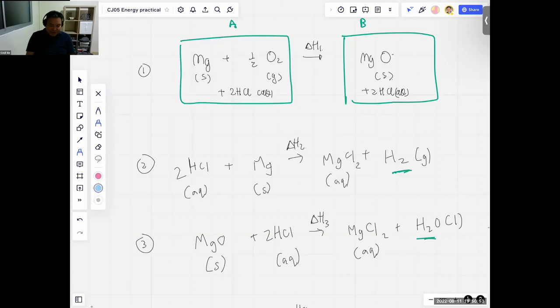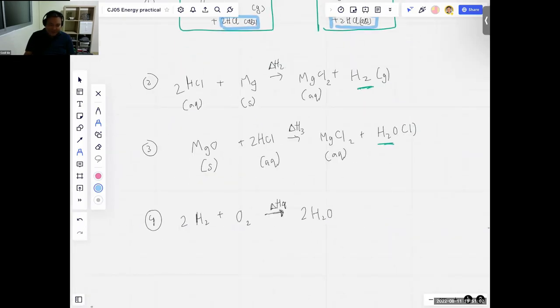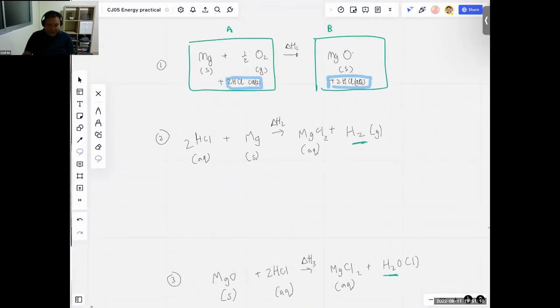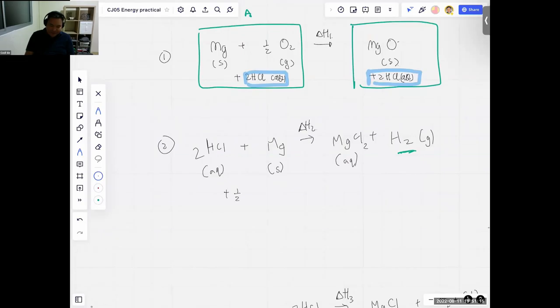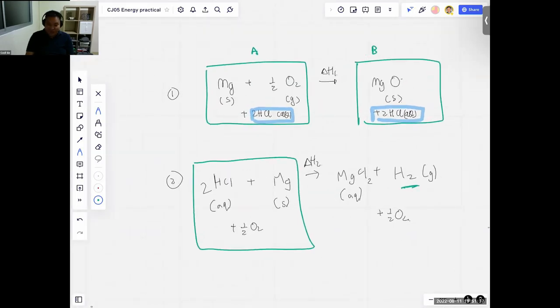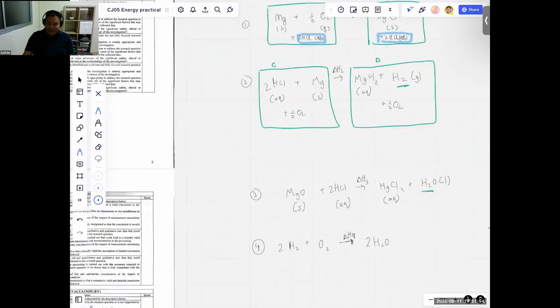That means you add so that you can match them, yeah? This one plus half O2, can I do that? Yes. What's the name of this box here? Is it A or B or something else? C? No, it's B. Oh yeah, C. How about this thing? D. Okay. MgCl2 plus A. Okay, good.